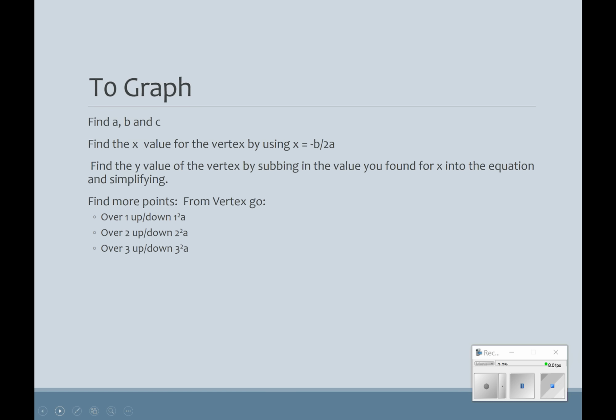Okay. Here are some really big steps for graphing. First thing we have to do really is just determine a, b, and c. And the a and the b are going to be important. The c is going to be our y-intercept. And so we can find the x value by using this formula, x equals negative b over 2a. Again, you're going to have to memorize that. I'm not going to give that to you. Once we found that, we can find the y value of the vertex by subbing it in. And then we're going to put it into the equation and we're going to simplify.